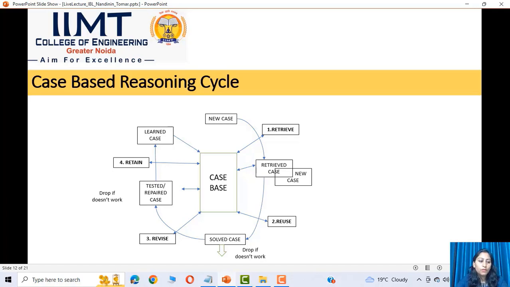Now, if we talk about some of the use cases of CBR, the first one is that it can be used for conceptual design of mechanical devices. Case-based reasoning can also be used for reasoning about new legal cases based on previous rulings. So these are some of the use cases where CBR techniques can be used.